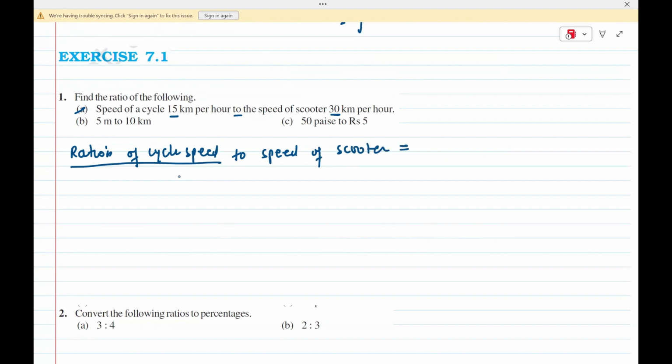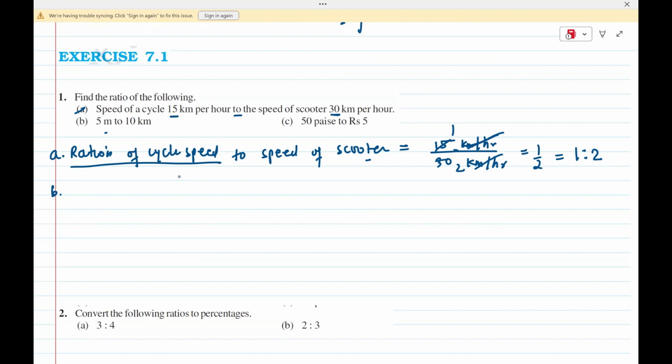It means the cycle speed has to come to the numerator, so this is 15, and the scooter speed has to come into the denominator. Both are kilometer per hour and kilometer per hour, so we can find the ratio as the unit is the same, and we can cut it. 15 ones are 15, 15 twos are 30. That is 1 by 2, which means the ratio is 1:2. Remember one more thing: the ratio is a unitless quantity, and that is why here the unit got cancelled. Take the second case. This is A. Now see the B question.